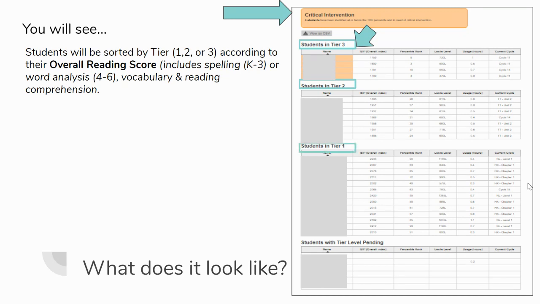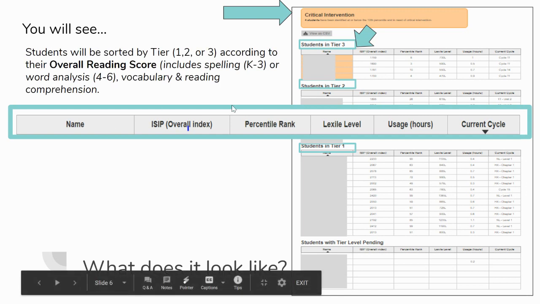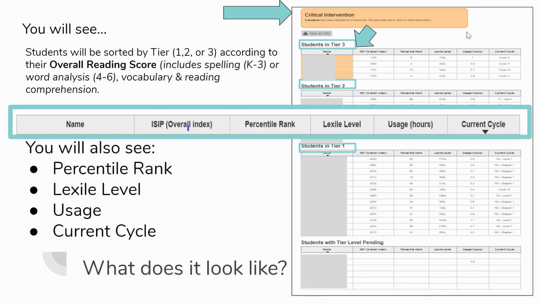And it utilizes the overall reading score to do this, which means that in K-3, it covers spelling, vocabulary, and reading comprehension. For grades 4 through 8, this will encompass word analysis, vocabulary, and reading comprehension. There are some other headings that are available on this report that we're going to look at a little more closely. So you'll have that overall score for each of your students.